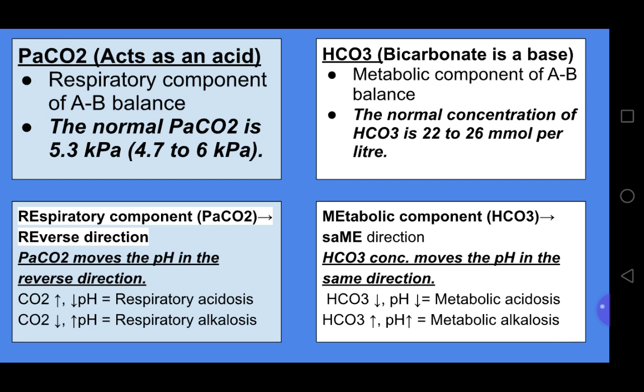Coming to the metabolic component of acid-base balance, this is bicarbonate. Bicarbonate is a base. Its normal concentration in the plasma is from 22 to 26 millimole per liter. The metabolic component is linked with the pH in a way that it moves the pH in the same direction, which means that when bicarbonate concentration falls, pH also falls, and this is called metabolic acidosis. And when bicarbonate concentration increases, pH also increases, and this is called metabolic alkalosis.